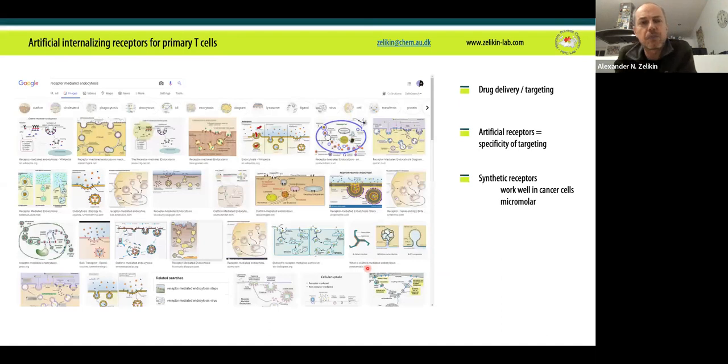The first thing I'd love to present are artificial receptors in mammalian cells. I can tell you now that it turned out that making artificial receptors in live cells is much easier than making artificial receptors in fully synthetic cells. So this is where we'll start. What we wanted to do is make artificial internalizing receptors that would work in the most challenging of the cells we know, the primary T cells.